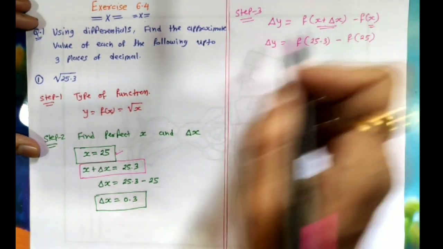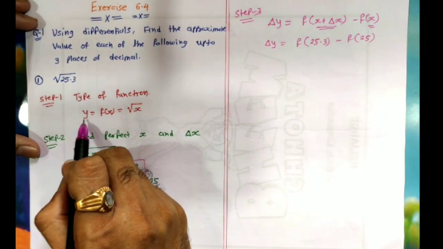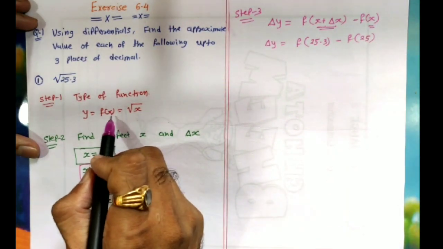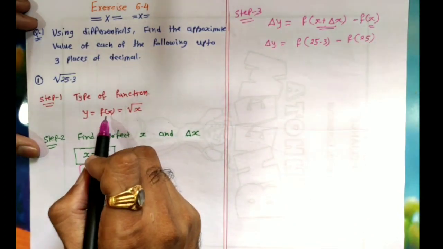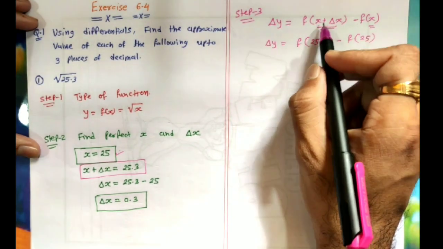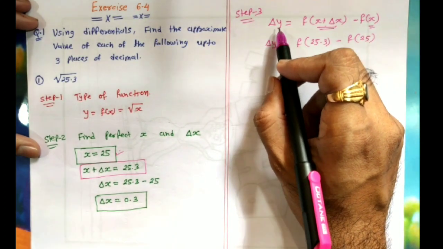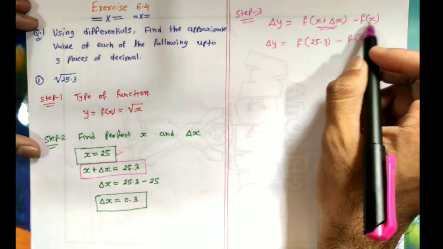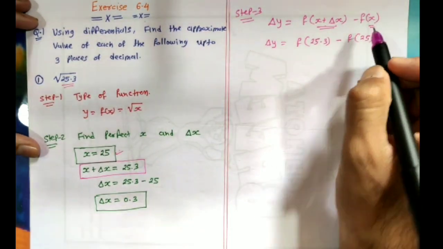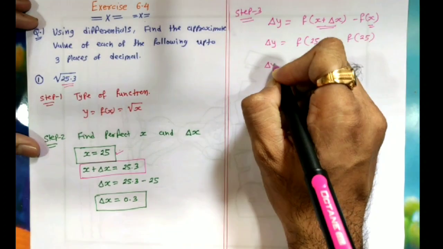Delta y means the change in value. If we add delta x to x in f of x, y will change. So the change in y with respect to the change in x, that means x is varied by delta x, is delta y. This equation represents the change in x by delta x. So delta y is f of x plus delta x minus f of x, where x plus delta x is 25.3 and x is our perfect x, which is 25.